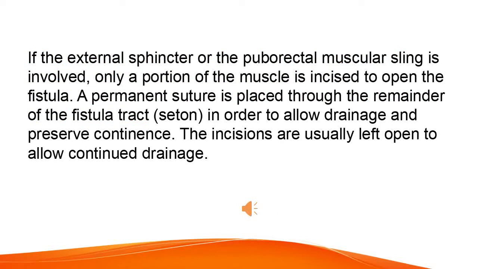If the external sphincter or the puborectal muscular sling is involved, only a portion of the muscle is incised to open the fistula. A permanent suture, a seton, is placed through the remainder of the fistula tract in order to allow drainage and preserve continence. The incisions are usually left open to allow continued drainage.